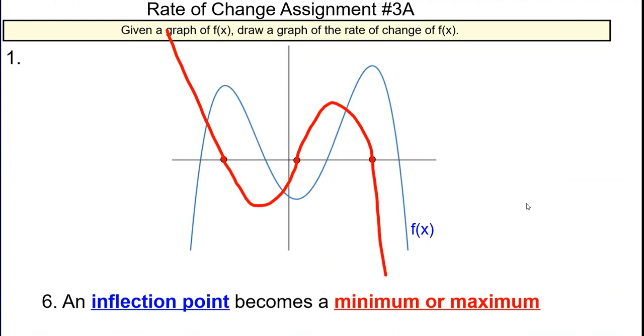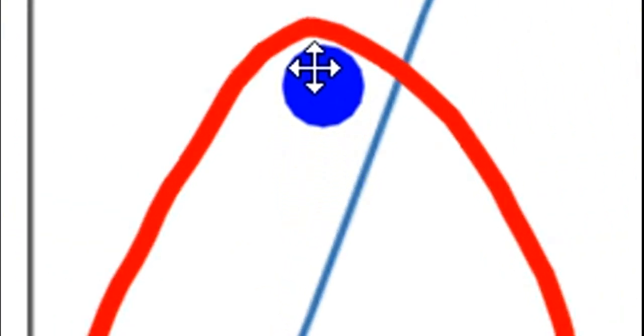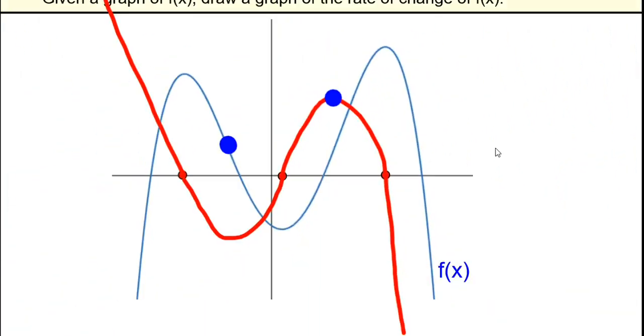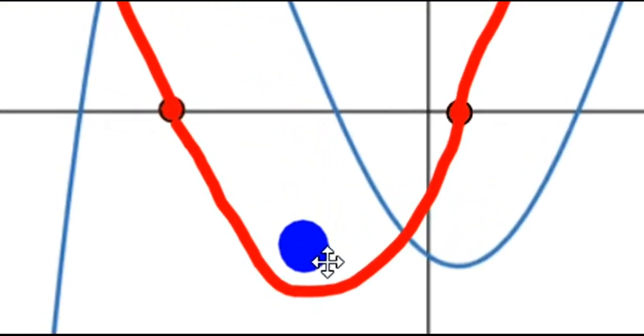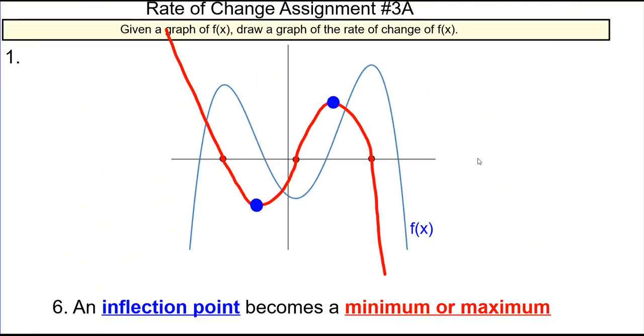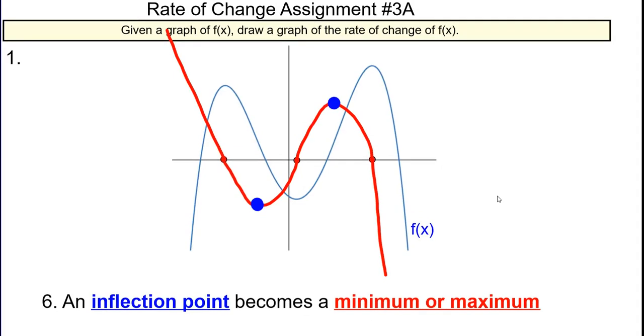Rule 6 says an inflection point on f of x becomes a minimum or maximum on the rate of change function. There is an inflection point here on f of x, and there is an inflection point here on f of x. This inflection point moves vertically to the maximum on the rate of change function. This inflection point on f of x also moves vertically to the minimum on the rate of change function. So rule 6 checks out.